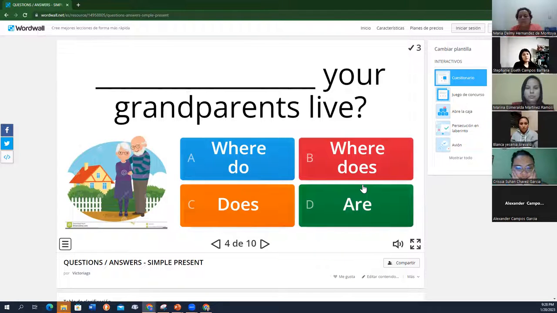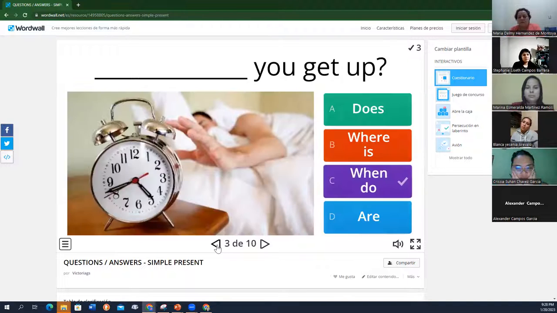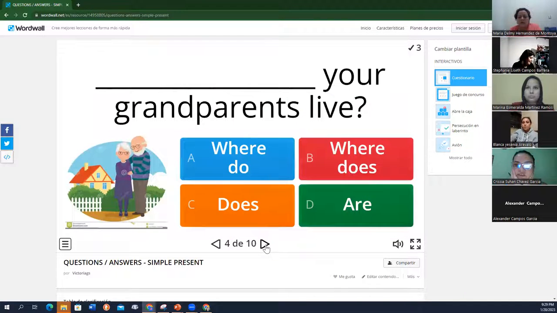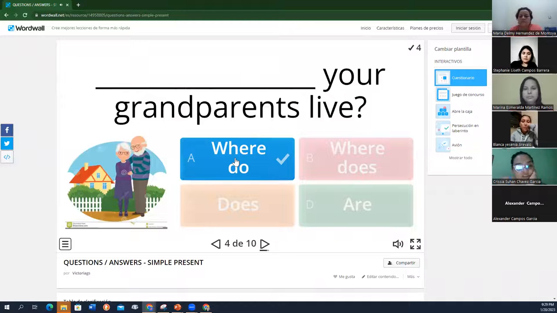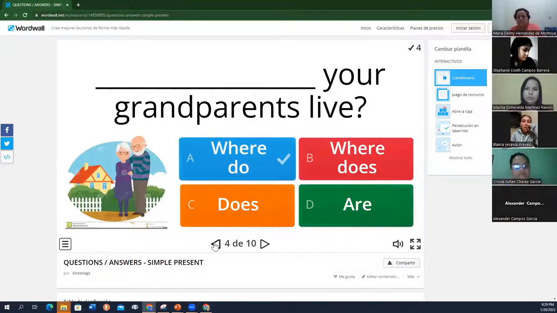¿Cómo se traduce eso, Miss? Grandparents? Abuelos. ¿A qué horas te levantas? When do you get up? When es cuando, ¿verdad? ¿Cuándo te levantas? Ok. What about this one? Where do your grandparents live? Okay. Where? ¿Dónde viven tus abuelos? Okay, good. Where do your grandparents live? Okay.